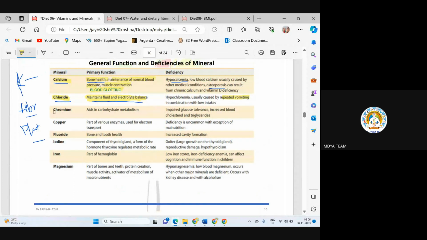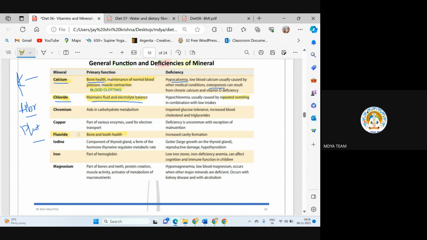Okay, next is chromium, not that much important. Copper, it is also not that much important. Fluoride, fluoride is responsible for bone and tooth health. Okay, chromium and copper you can just read once, but don't force yourself to remember all the functions. Just read once.